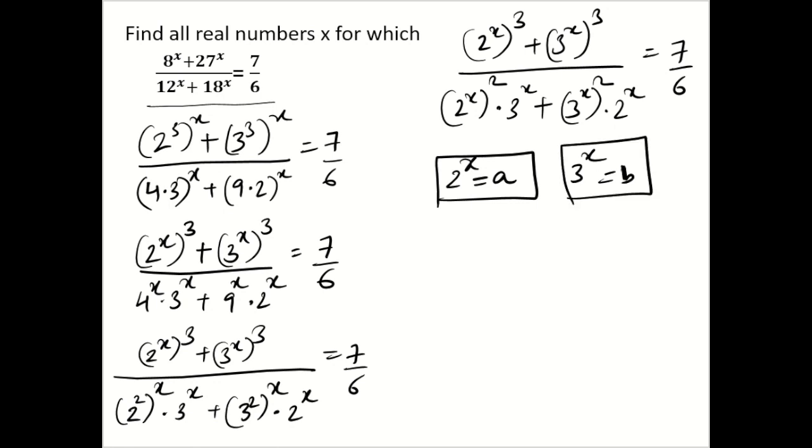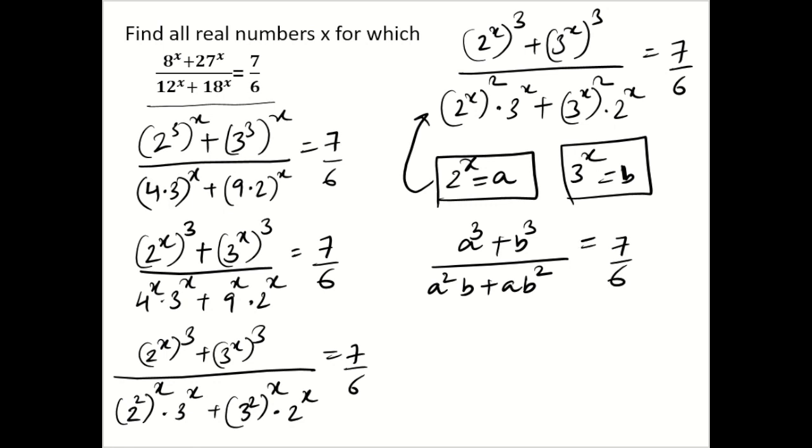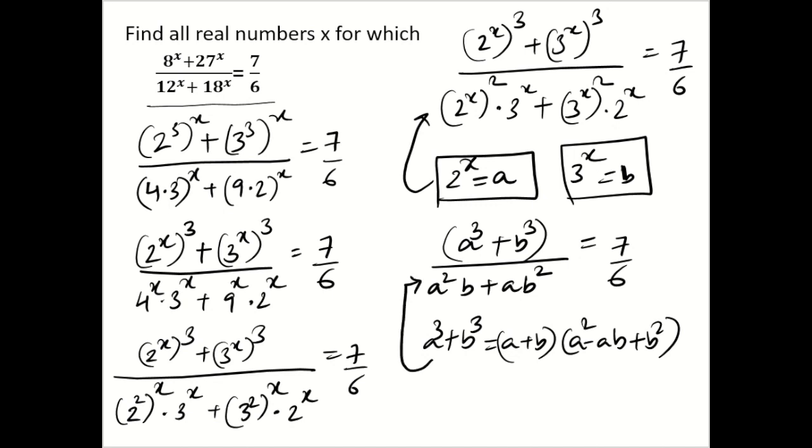Substitute these values in the above equation and it becomes a cube plus b cube divided by a square into b plus a b square, equal to 7 by 6. If you see the numerator, this is nothing but a cube plus b cube. You remember the formula for a cube plus b cube, which is equal to a plus b into a square minus ab plus b square. So substitute this formula in the above equation.